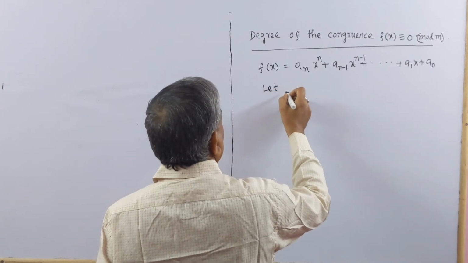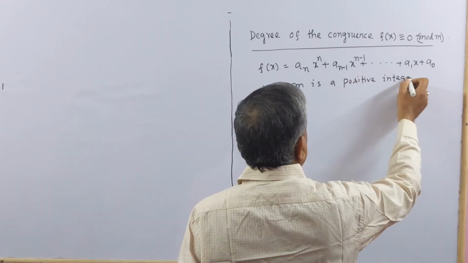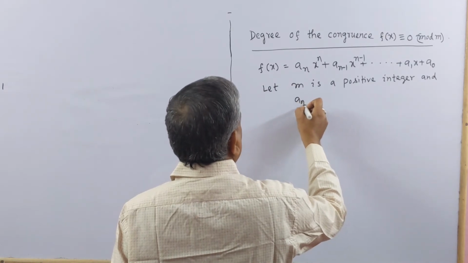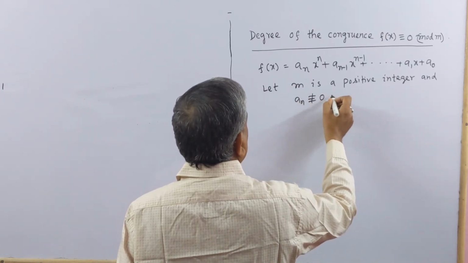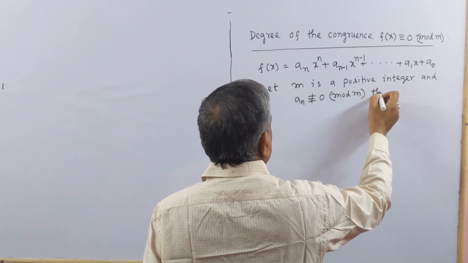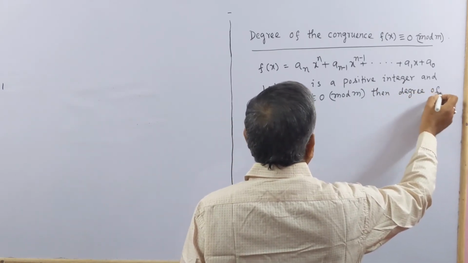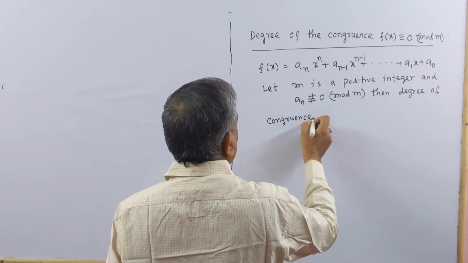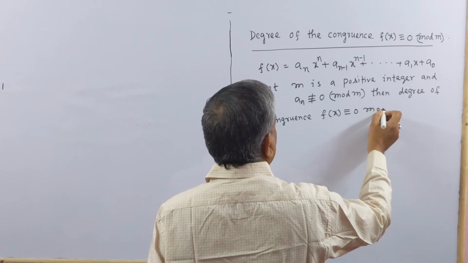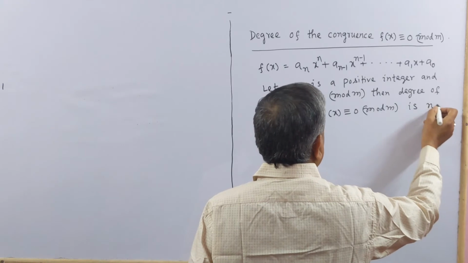Let m be a positive integer. If a_n is not congruent to 0 modulo m, then the degree of the congruence f(x) ≡ 0 (mod m) is n.